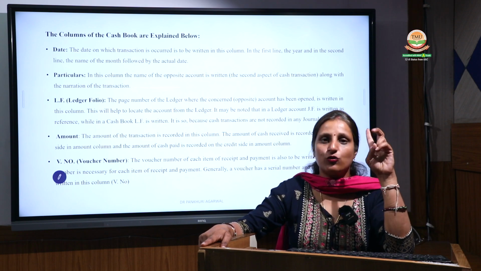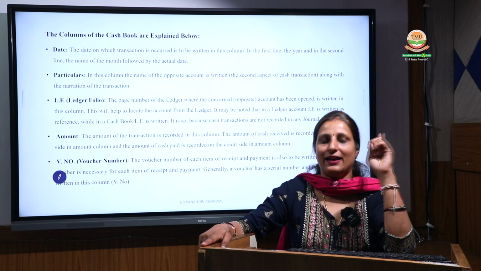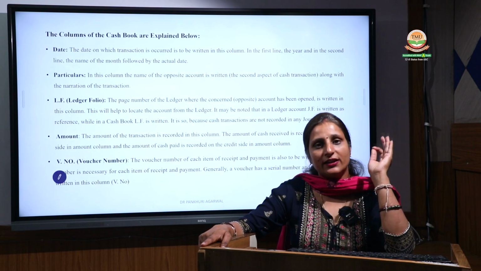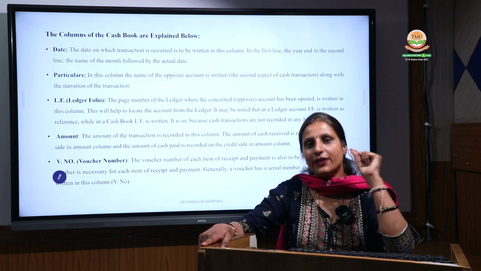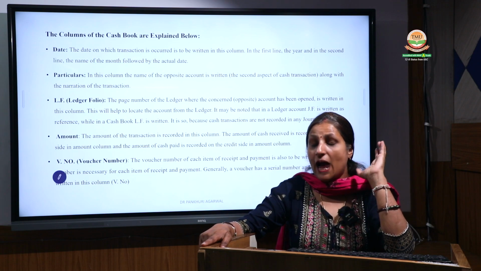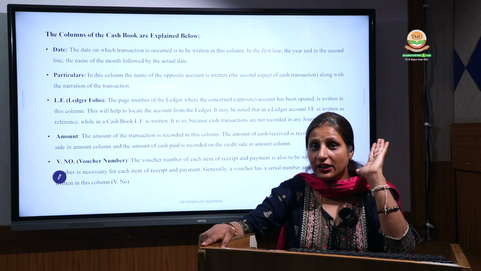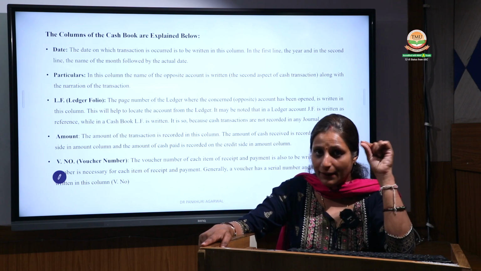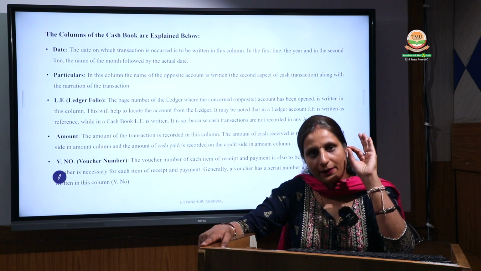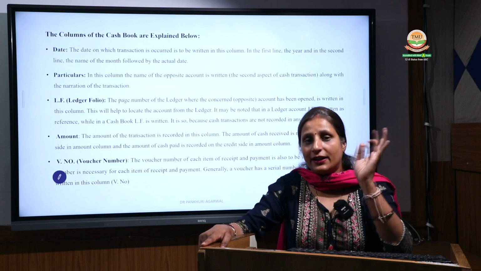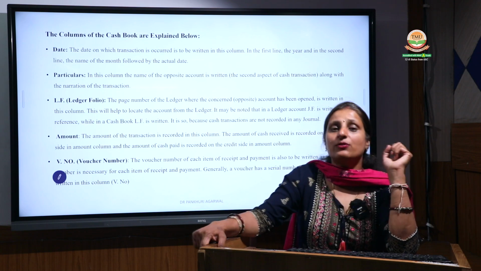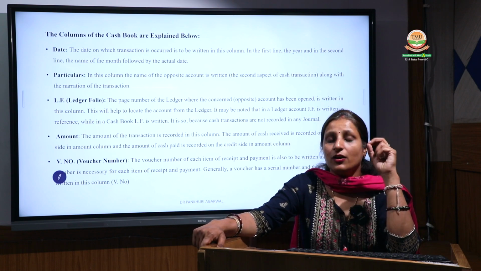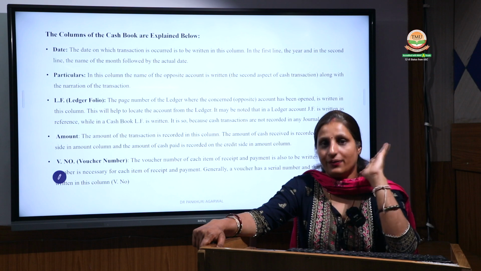Cash book includes two sides. One is the debit side and another is the credit side. In the debit side you post all the receipts. In the credit side you post all the payments. I am explaining this very clearly, so please understand. In the debit side all the receipts, in the credit side all the payments. When you are preparing your cash book, the cash account doesn't come.